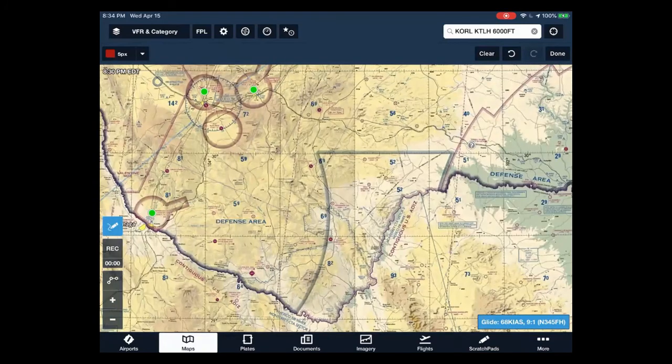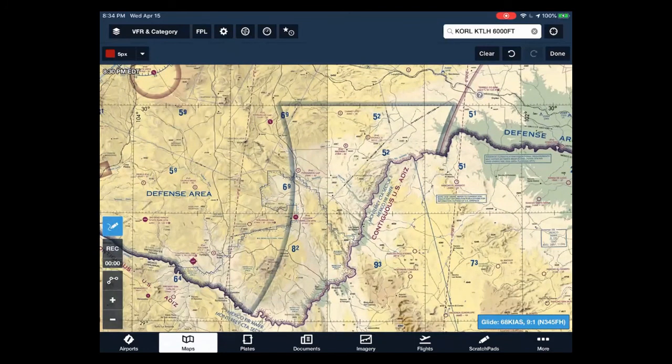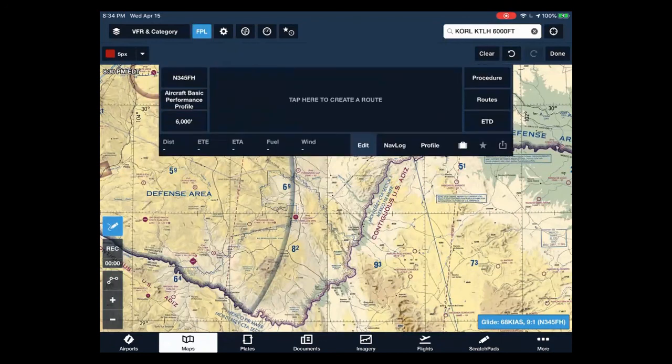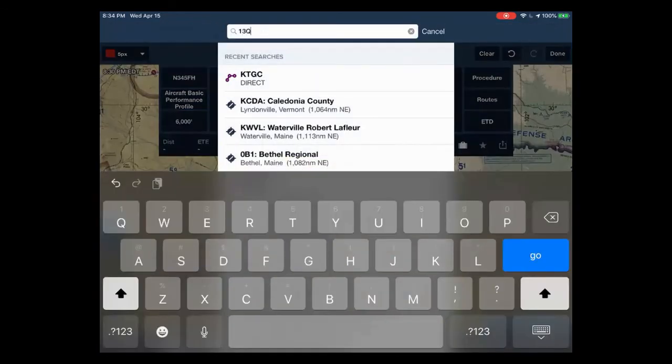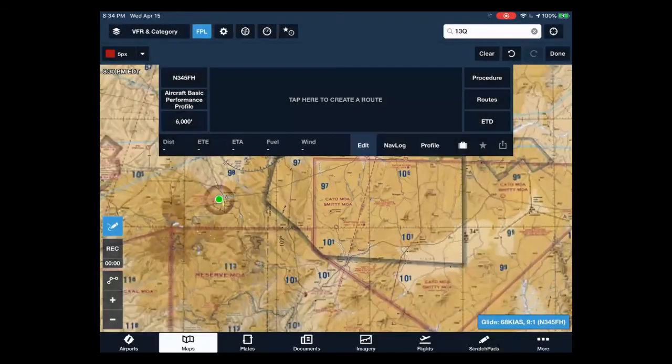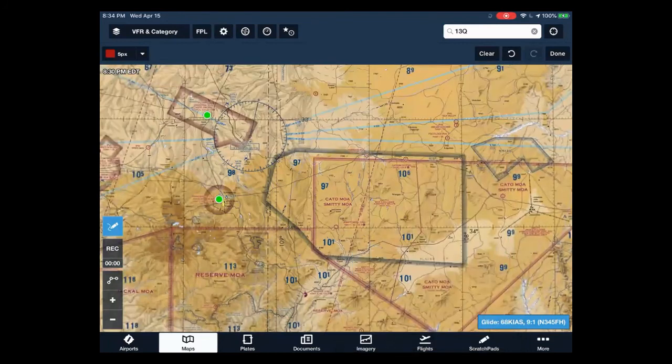What this is, just for quick reference, there is an area over the airport 13 Quebec. You can look for it there as well. Okay, thank the Lord, good. Yeah, that's the only other place that I've seen it.